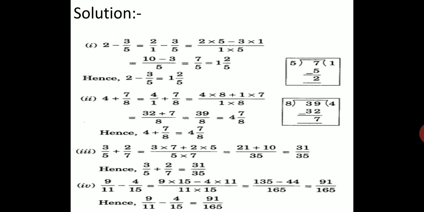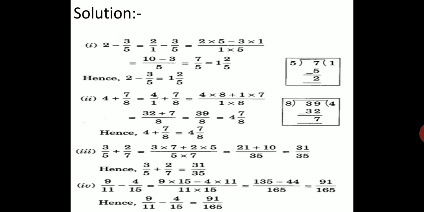So the answer is 2 into 5 minus, you can see 3 by 5 already has 5, so we need to multiply with 1, 3 into 1 and 5 into 1. And then the answer comes, you can see this second step: 2 into 5 minus 3 into 1 divided by 1 into 5 equals 10 minus 3 upon 5 equals 7 by 5. When we convert to a mixed fraction, it becomes 1 2 by 5.